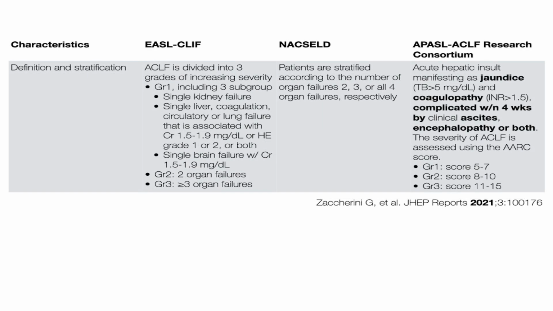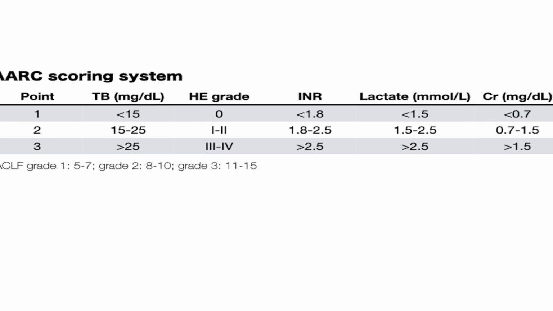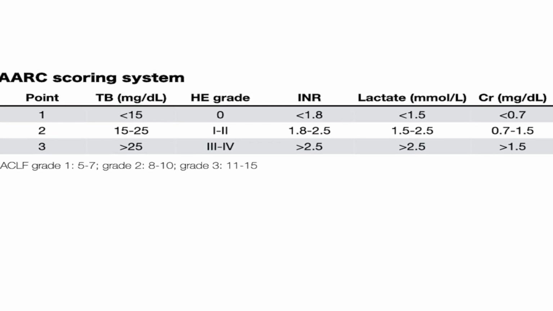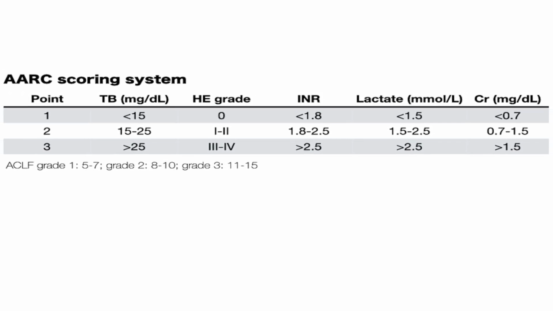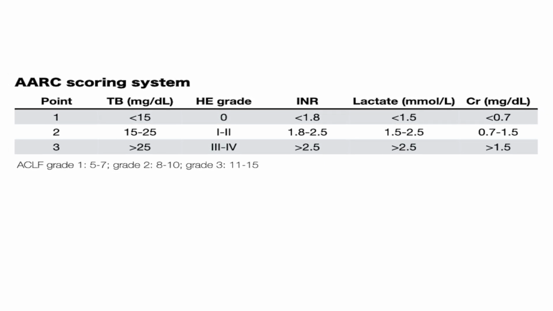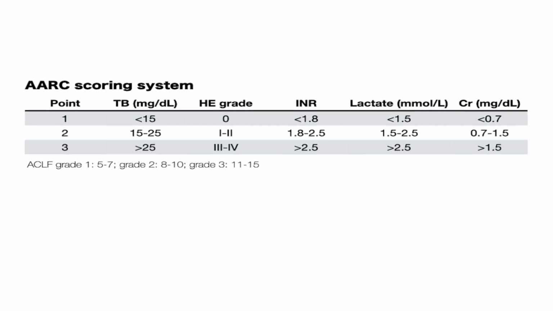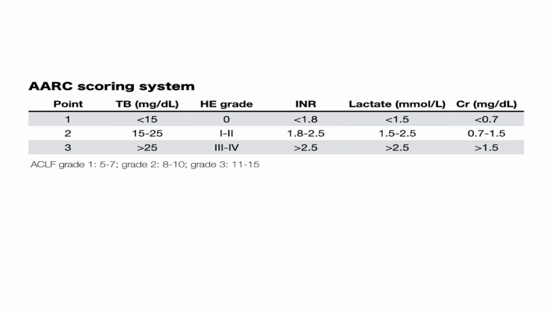Both definitions also categorize severity, primarily based on the number of organ failures. However, severity grading in the Asian-Pacific Association for the Study of the Liver Acute on Chronic Liver Failure Research Consortium includes 5 clinical parameters: total bilirubin level, hepatic encephalopathy grade, INR, lactate, and creatinine level.